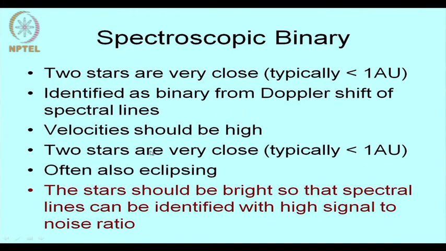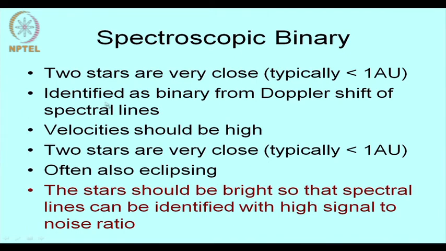So, the separation between the orbits of the two stars has to be small, so that the Doppler shifts of the two stars should be discernible. Further, the stars should be bright so that the spectral lines can be measured with a high signal to noise ratio. After all, you have to determine the Doppler shift of the spectral lines, and for this you require very high signal to noise ratio spectral lines from the stars. So, the stars have to be bright.